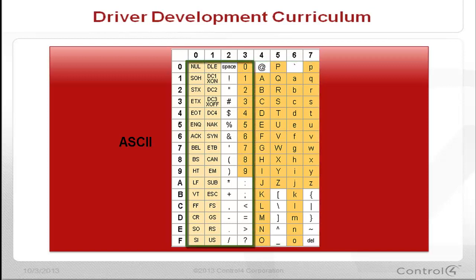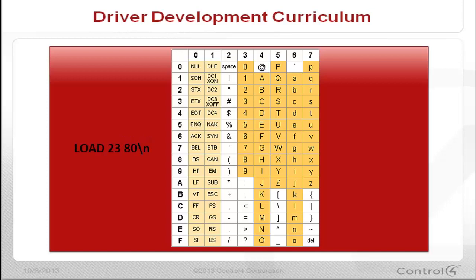In this video, we will be using an ASCII data string example of "load space 23 space 80 /n". This is a data string that comes from a light dimmer. As we discussed in previous training modules, this string would come from the device to the Control 4 system through a DriverWorks driver API, such as received from network or received from serial.